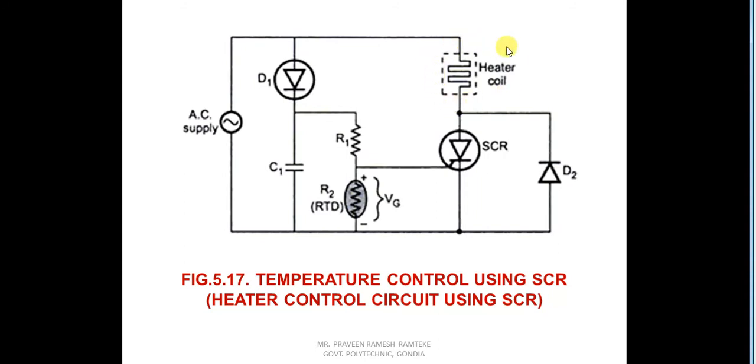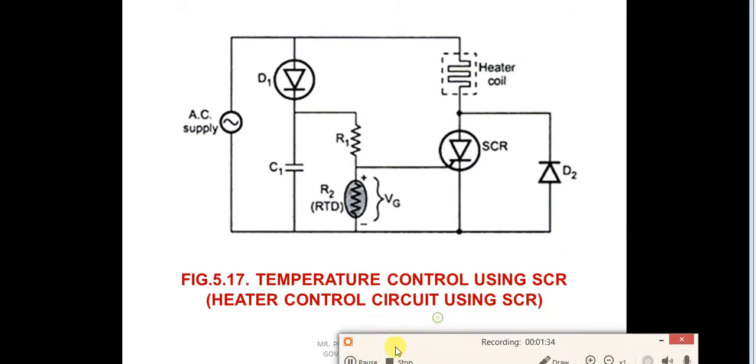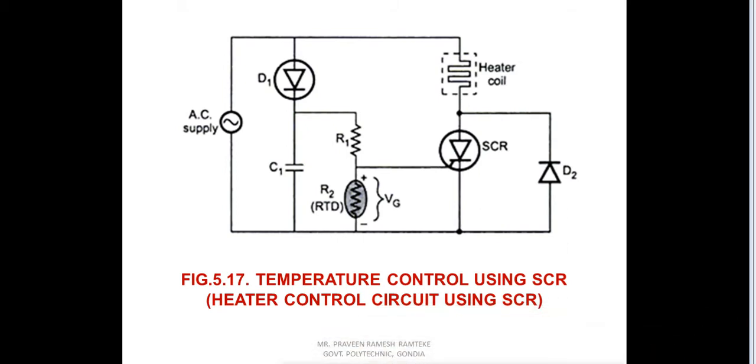And the main component, that is a heater or a heater coil, is connected with one of its terminals to the anode and the other terminal to the supply. So this is the circuit of temperature control using SCR, or we can say heater control circuit using SCR. The voltage across the RTD is given as VG.